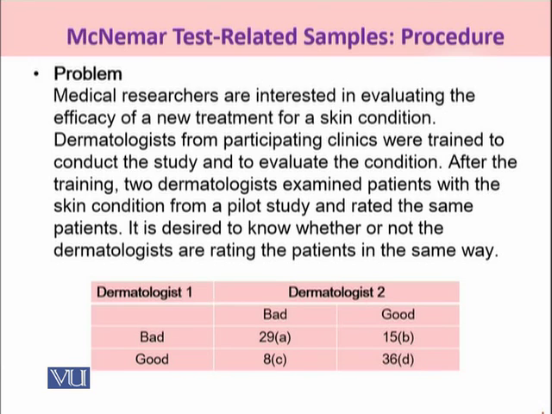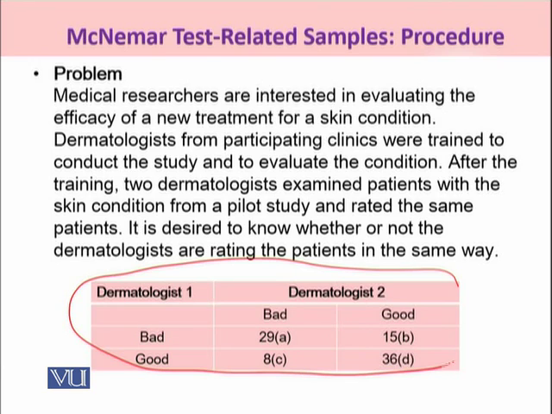So students, this is the contingency table for which we have entered the data into SPSS. There were 2 categories being assigned by dermatologist 1 and dermatologist 2. One is the bad and the other is the good category. And if you remember, we have assigned code 1 to the bad category and code 2 to the good category.